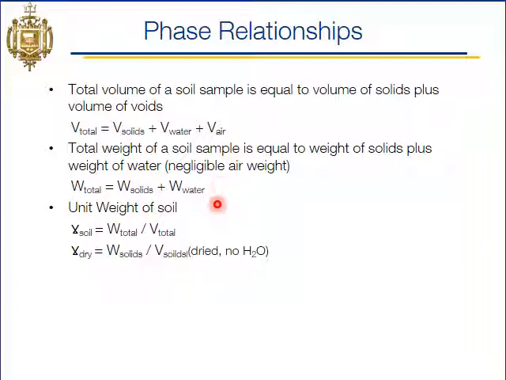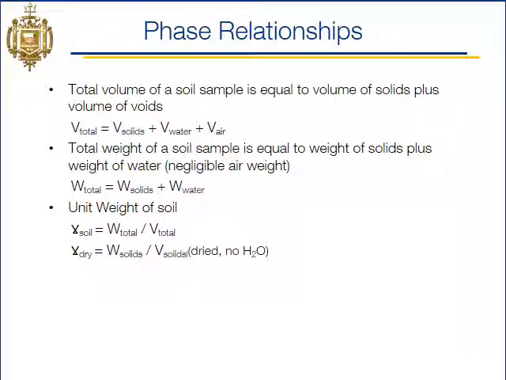And then we have two different types of relationships between the weight and the volume. We have the unit weight, or gamma soil, which is the total weight divided by the total volume. And then we have the gamma dry, so just analyzing the solids, right? So the weight of the solids divided by the total volume. Our gamma dry has no water in it, so this gamma soil is going to have water.